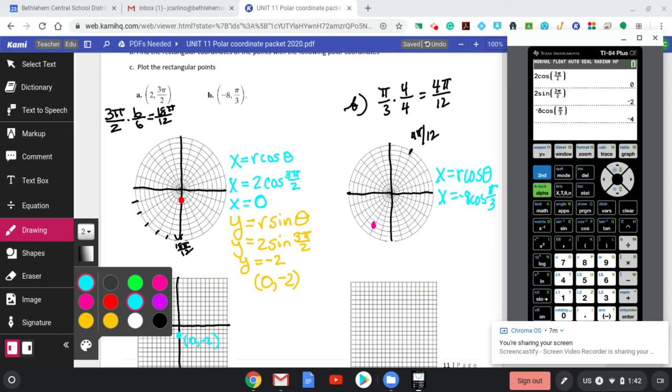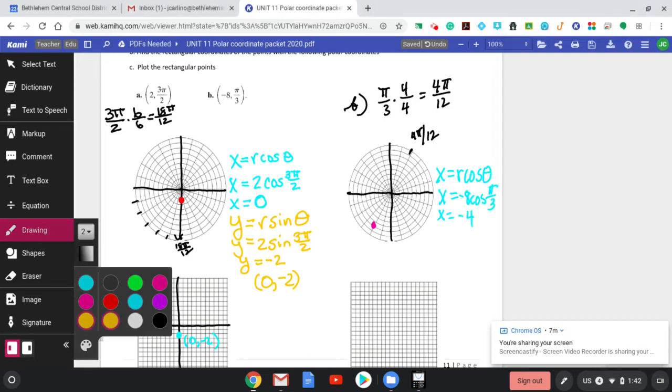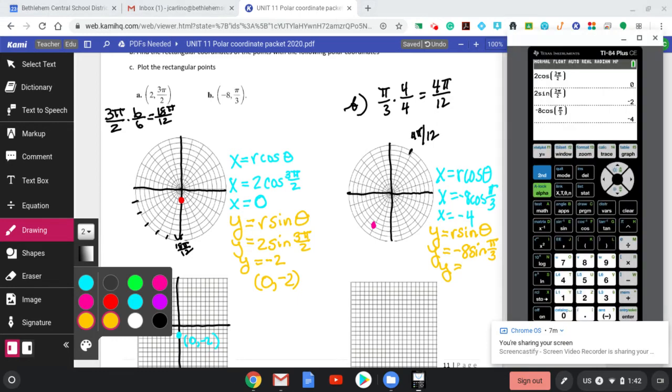Okay, -4, so x equals -4. Okay, let's do the y value. y equals r sine theta now. y equals -8 sine pi over 3. Back to the calc. -8 sine pi over 3.